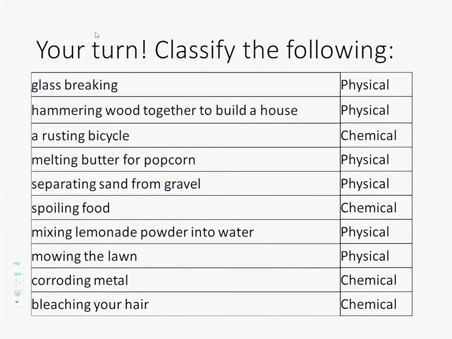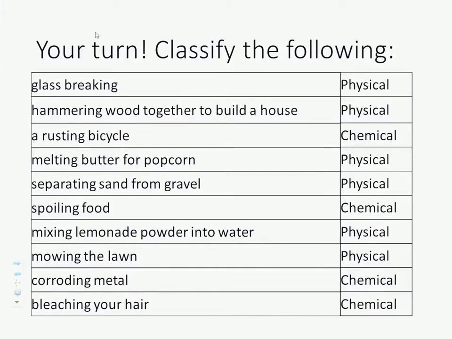Hammering wood together to build a house. Whenever you put a nail into wood, you're not changing the wood, you're simply separating the different components of wood to allow for the space that nail is going to take up. So it's a physical change. A rusting bicycle. Rust, that is an oxidation reaction. It's a chemical change, okay? Anytime you see the word rust, it's a chemical change.